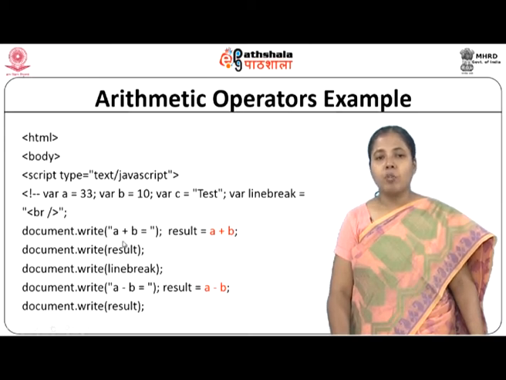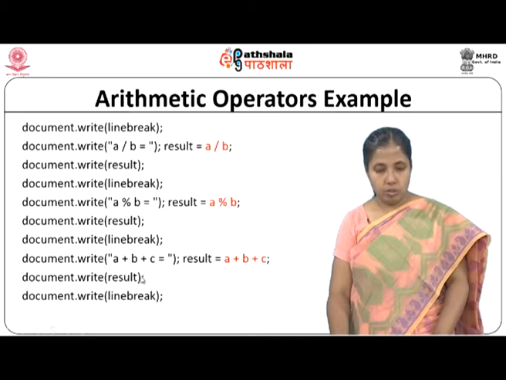Now, you can see that we try to print the value of A plus B and we try to find out the value of A minus B. Here we can see document.write of line break. So, line break is a variable that holds the break tag. So, this automatically leaves a line after the result of A plus B is printed.